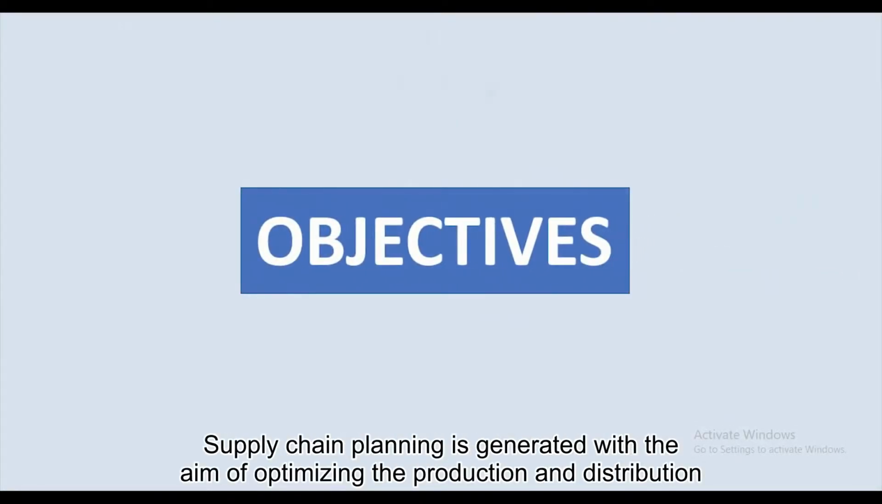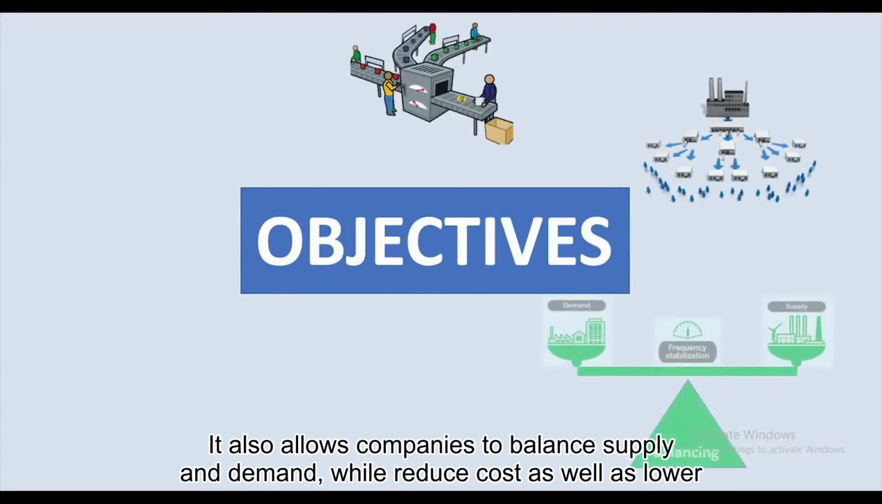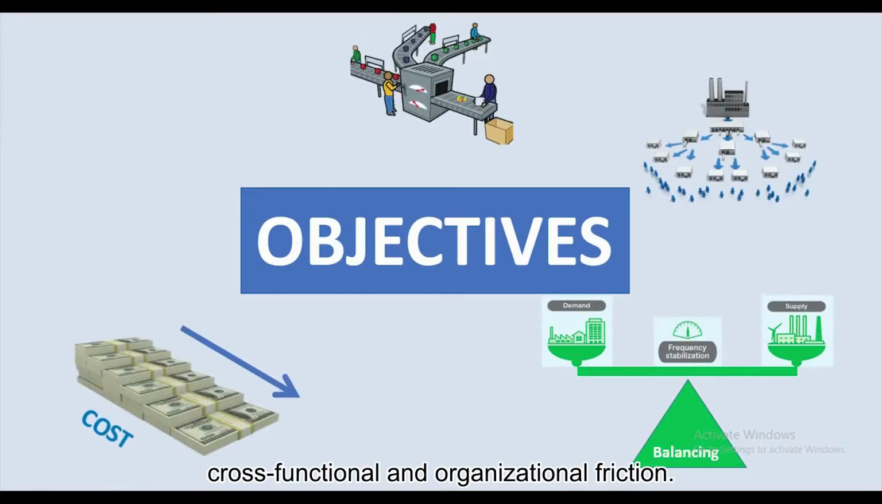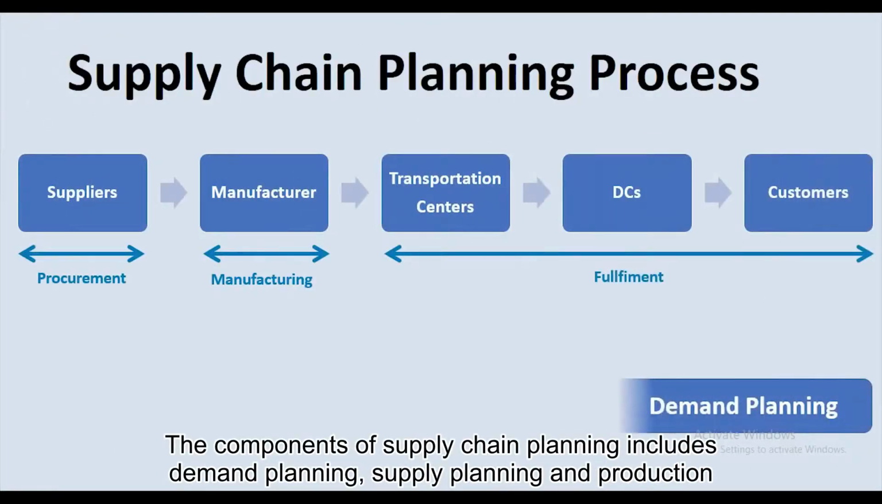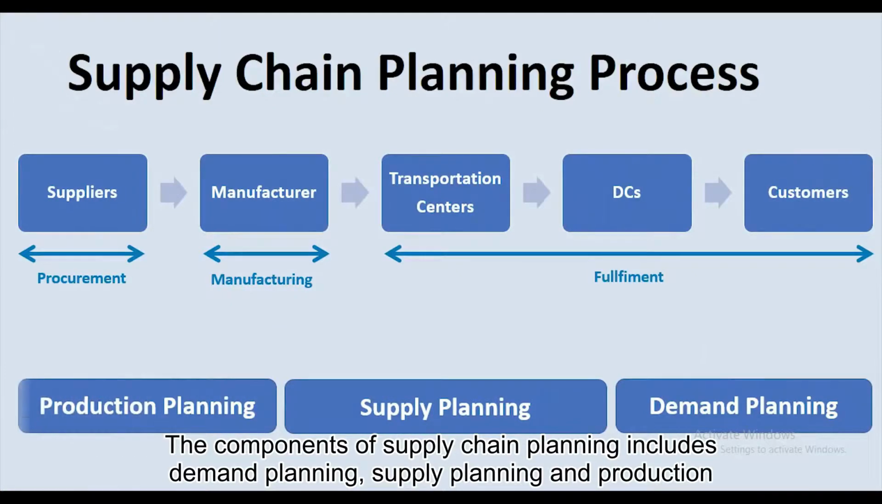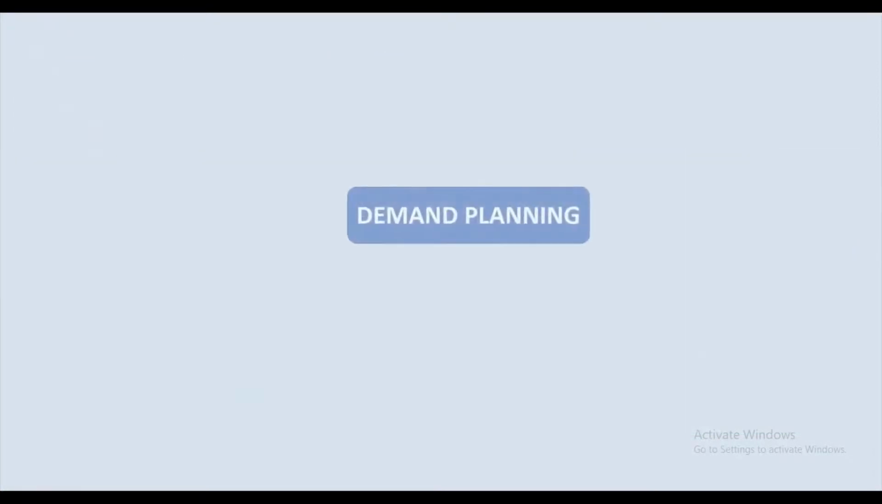Supply chain planning is generated with the aim of optimizing the production and distribution process. It also allows companies to balance supply and demand or reduce cost as well as lower cross-functional and organizational friction. The components of supply chain planning include demand planning, supply planning, and production planning. They operate as interdependent SCP functions.